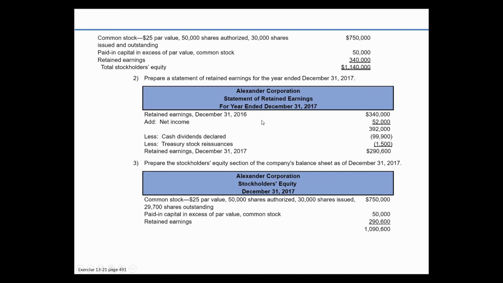So that gives you $1,090,600. And then you less the treasury stock that we currently have still of 300 shares at $25 cost is 7,500. So then that gives stockholders equity then of 1,083,100.